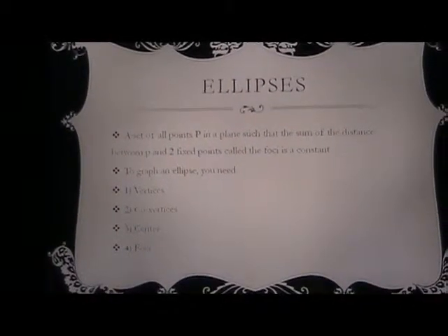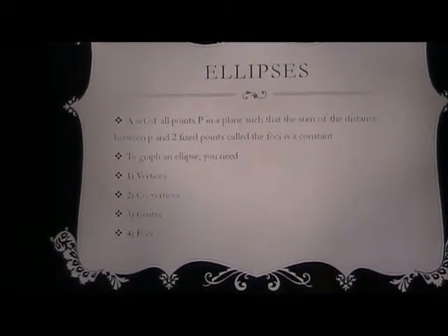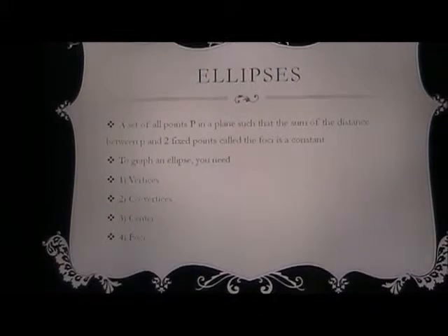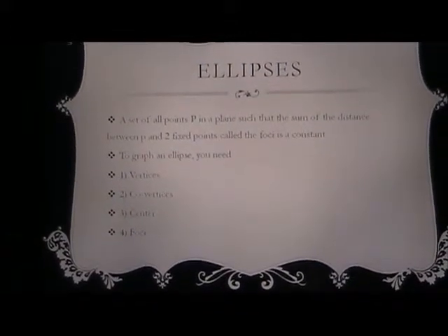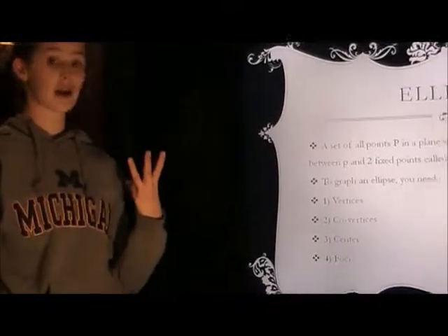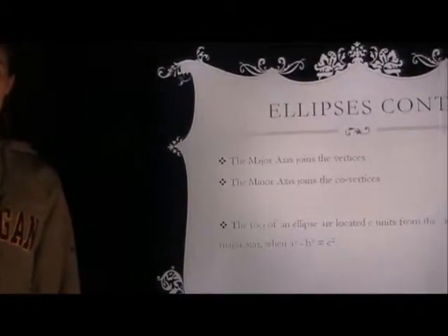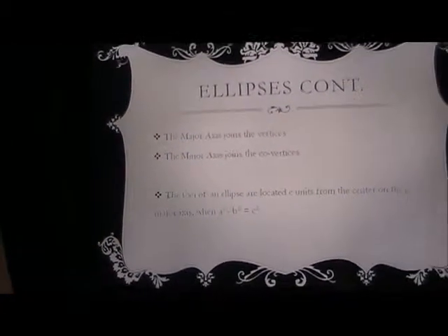Ellipses. A set of all points P in a plane such that the sum of the distance between P and two fixed points called the foci is a constant. To graph an ellipse, you need vertices, co-vertices, center, and foci. The major axis joins the vertices. The minor axis joins the co-vertices.